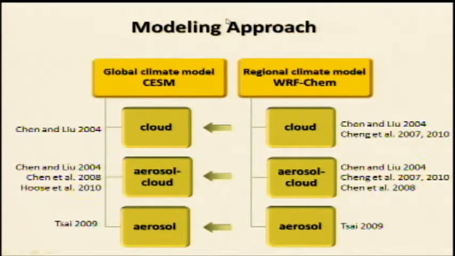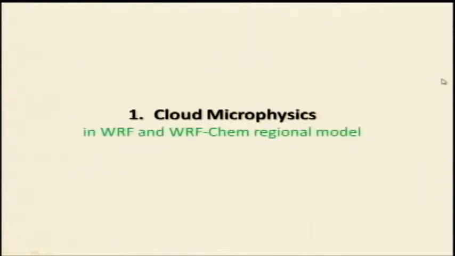This is our modeling approach. We focus first on the regional model to test all the parameterization schemes, including cloud microphysics and aerosol microphysics and their interactions. Then we will implement these regional-model-tested parameterizations and put them into the global model. For the regional model, we'll use WRF, and for the global model, we will use CESM. So next, I will show you some of the details of the parameterization and some examples.